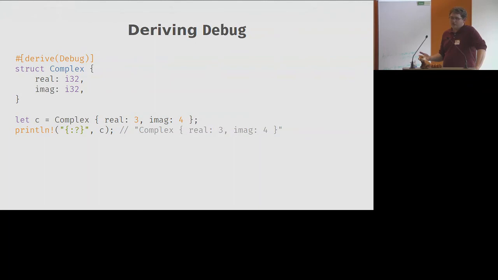If you want to implement Debug, you can do it automatically. If you say, I would like an implementation of Debug, the compiler knows how to do that. It's called derivation. And for structs, as long as all of your members are also implementing Debug, you can automatically implement Debug, and you get output kind of like this. Basically, every struct should probably implement Debug unless, for some reason, it can't. And if it can't, maybe you should think about why it can't.